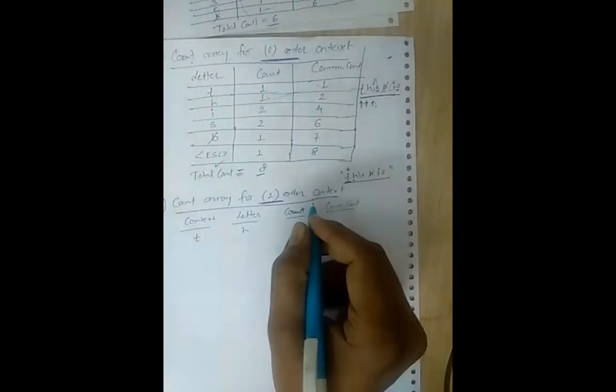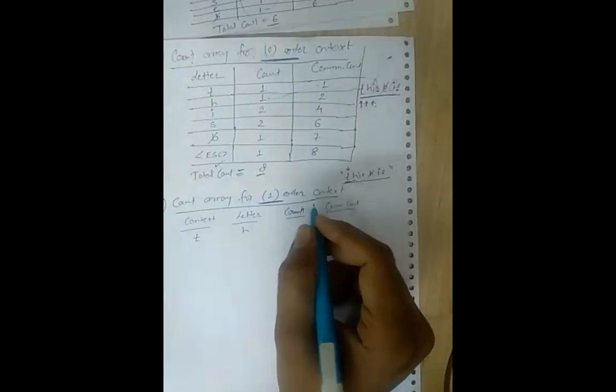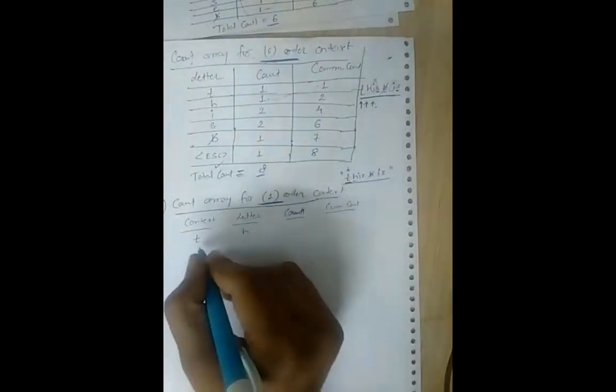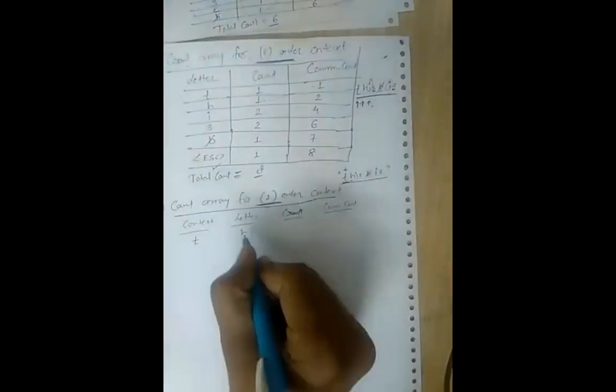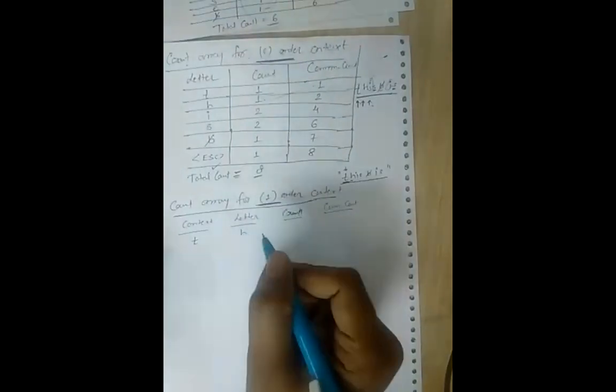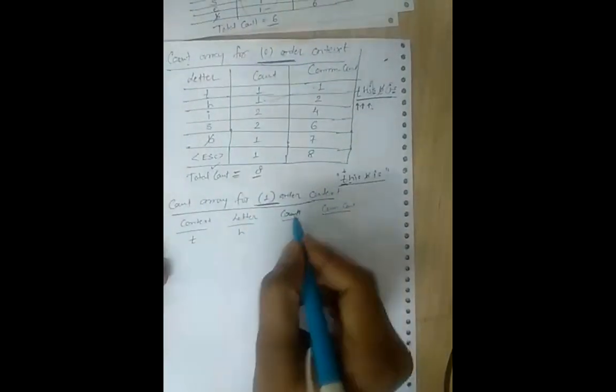But the first order context is TH, these two letters. For the letter after T, H appears. So ultimately here H appears before T. In this sequence, what we are trying to find out is how many times H comes after T.